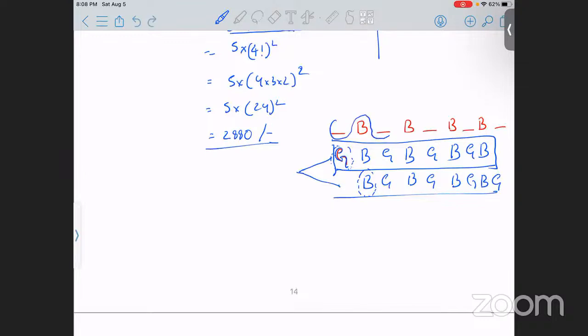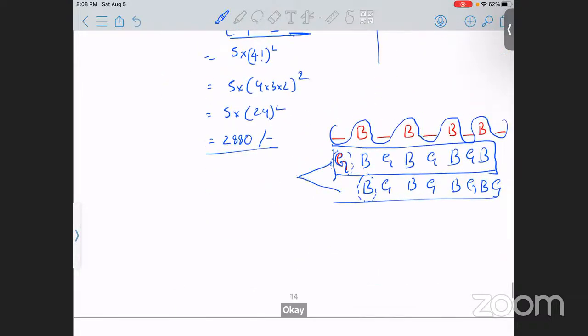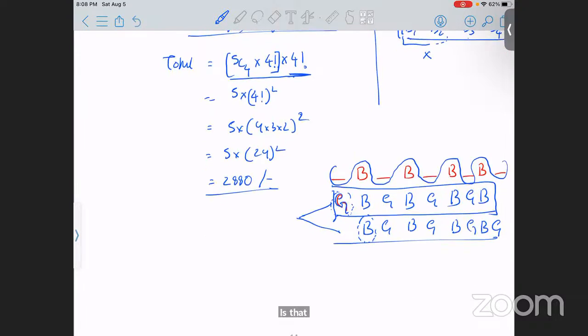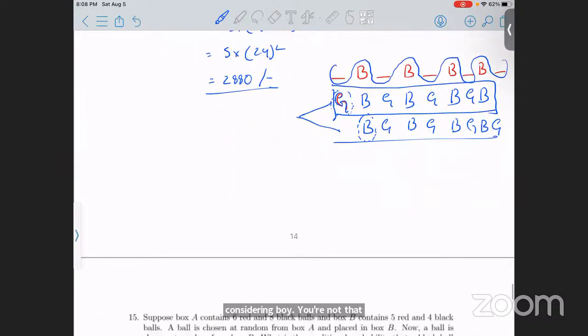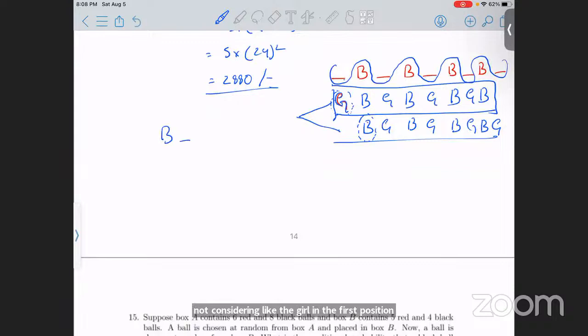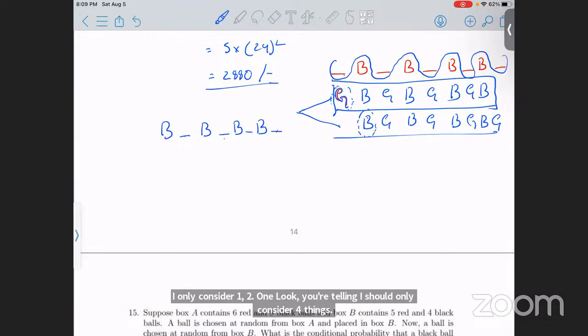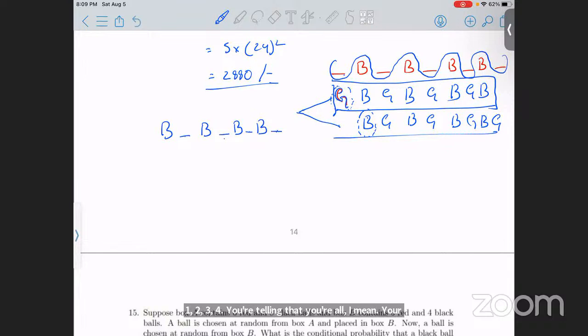Did you get it, or should I explain it further? Please explain again because I'm unable to understand this point. Sir, why are you not considering boy first again? You are keeping one gap, then you are considering boy. You're not considering the girl in the first position, sir? Look, this is one sequence and this is one sequence. You're telling me I should only consider 4 things, 1, 2, 3, 4. But I am considering 5 positions. That's the question.